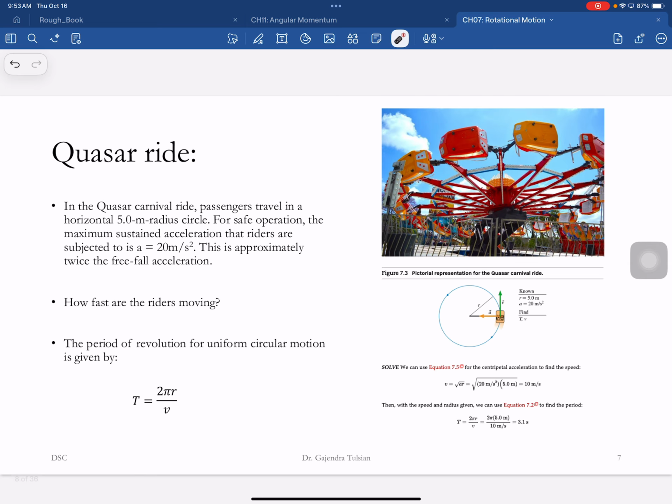The time it takes to go around in a circle is the circumference of the circle divided by your speed. That's the time to complete one circle. Okay.